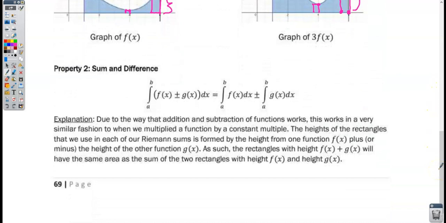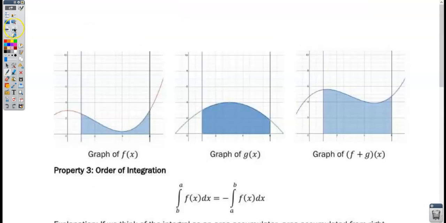Sum and difference property. If we take the integral from a to b of the sum of two functions, f of x and g of x, it's equal to the sum of their individual integrals. If we take the integral of the difference of two functions, f of x and g of x, it's equal to the difference of their two individual integrals. Again, this comes down to the way that functions work, very similar to what happened when we multiplied a function by a constant multiple. The heights of our rectangles, if we are talking about a sum, the height f of x plus g of x will be the same height as the individual heights f of x and g of x. So let's take a look at this on the next page.